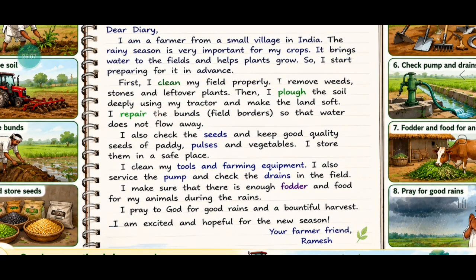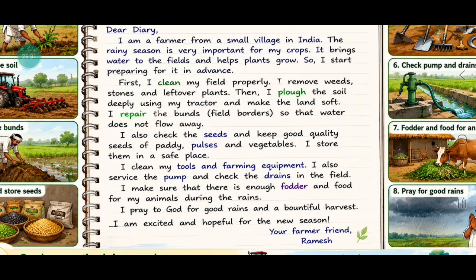Fine. I'm a farmer from a small village in India. The rainy season is very important for my crops, brings water to the fields and helps plants to grow, so I start preparing in advance. First I clean my fields, okay, remove weeds and stones and leftover plants. So all the farming activities which are required before growing the crops are mentioned here by the farmer.